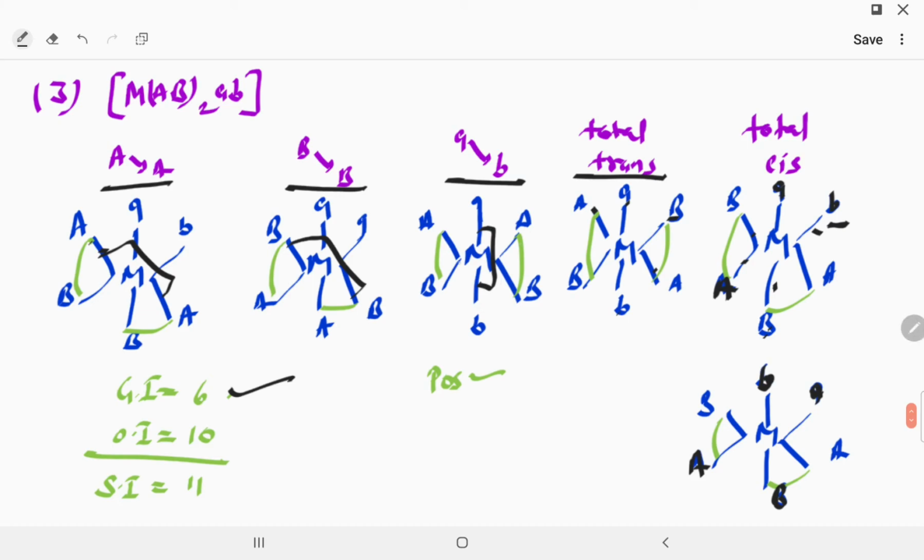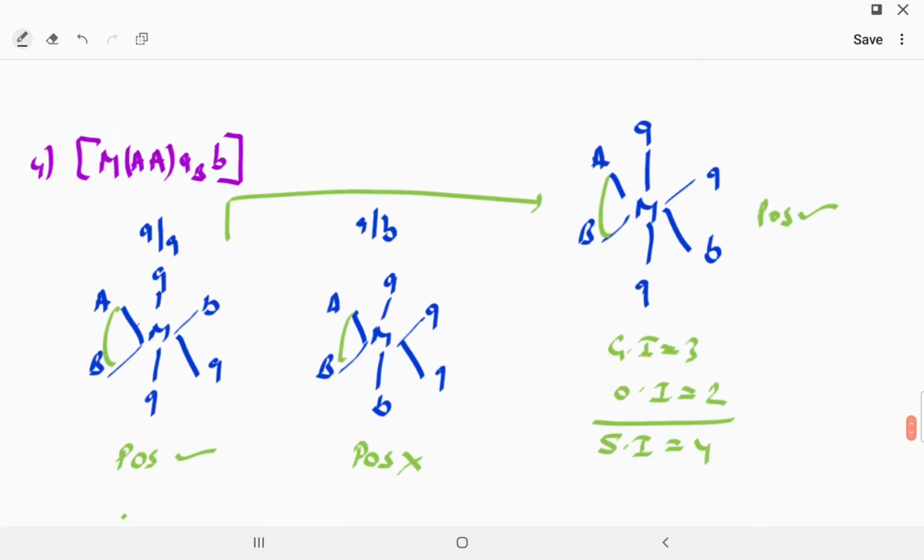Only this one, only the third one, shows POS. Okay, the others do not show POS. This is not having a POS, this is not having a POS, this is not having a POS, this is also not having a POS. So the total optical are 10, so stereoisomers are total 11. Guys, I hope that's very clear to you.